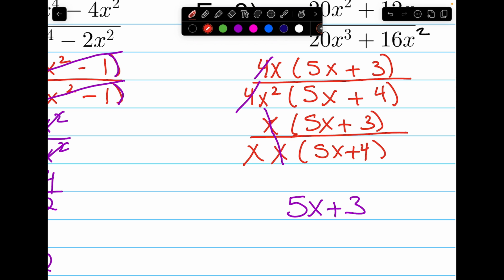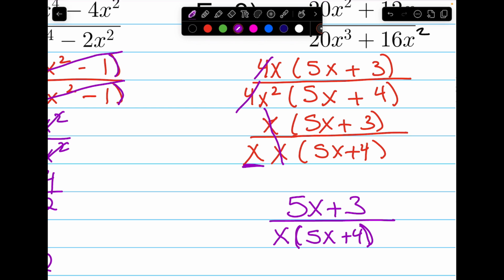And in the denominator, I have x, because that x was left over, 5x plus 4. Now notice I didn't put parentheses around here because it's only by itself, so it doesn't matter. I don't need parentheses. Down here, I do need parentheses so that I can remember that the x is being multiplied to it.